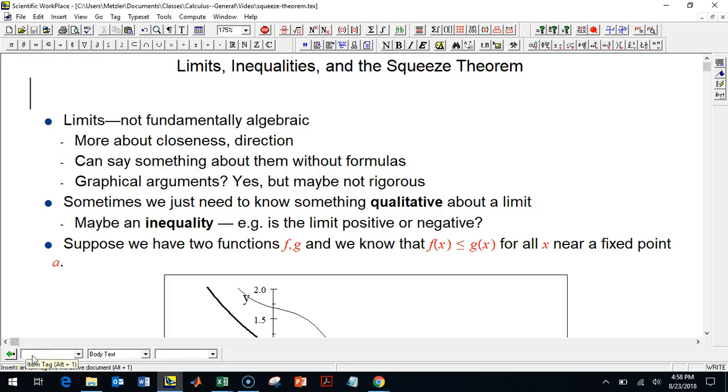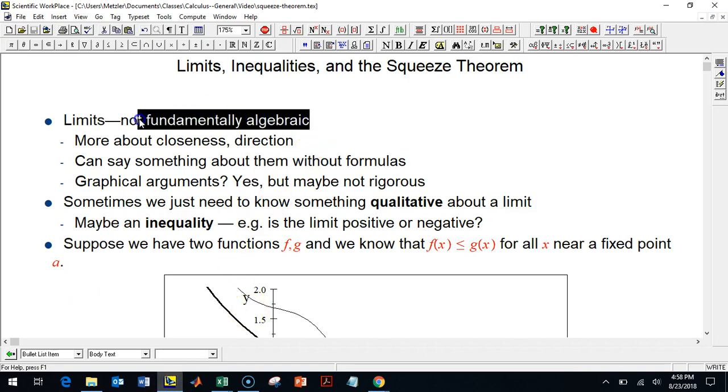Let's talk about limits, inequalities, and the squeeze theorem. This is usually something that comes up when you start learning limit laws, principles of limits, and a lot of those are very algebraic. And you get a feeling that limits are fundamentally about doing algebraic manipulations, and I want to point out that's really not true.